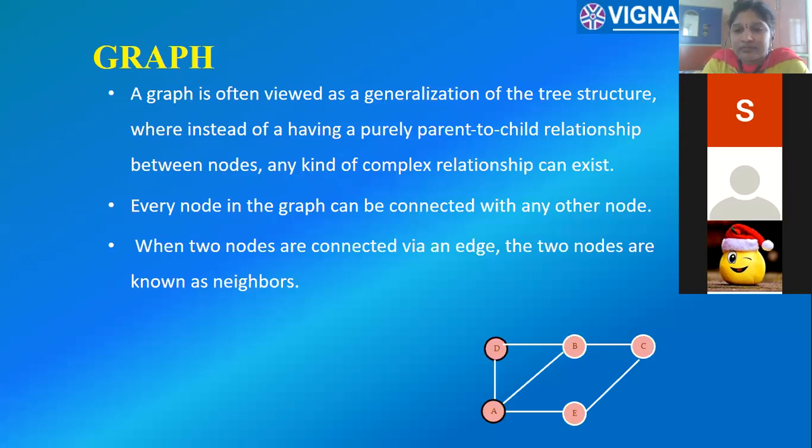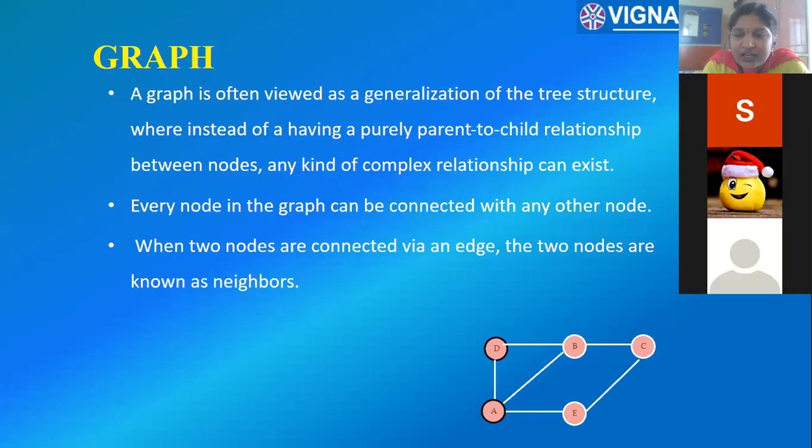So here, what are the vertices I have connected? A and D are connected, and D and B are connected. A and B are connected, and A and E are connected, and E and C are connected.